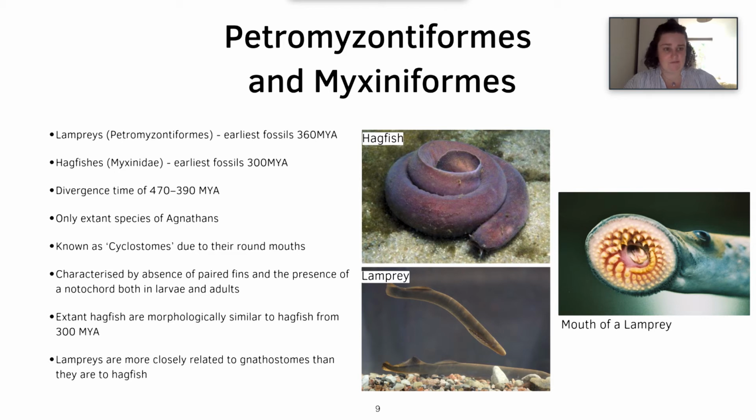That's a really weird word to say. Cartilage. And that really doesn't fossilise as well as bone does.